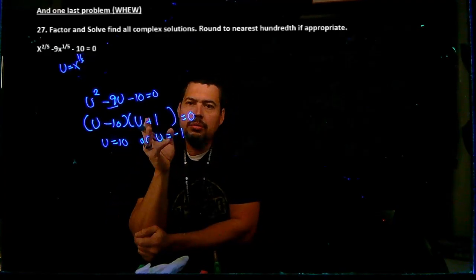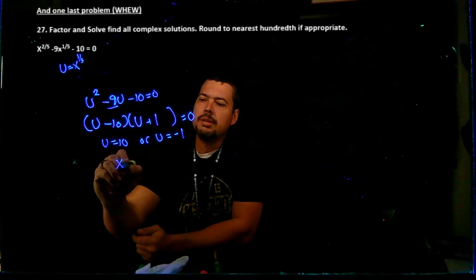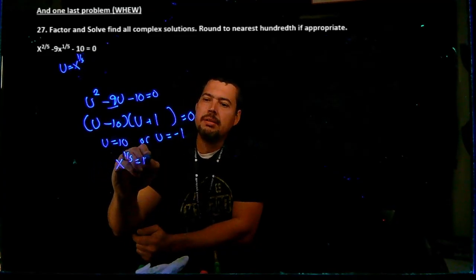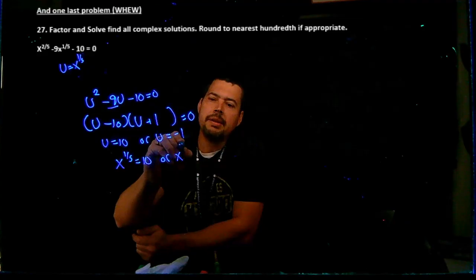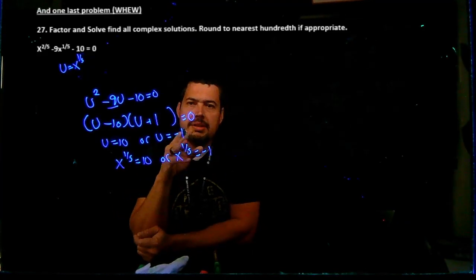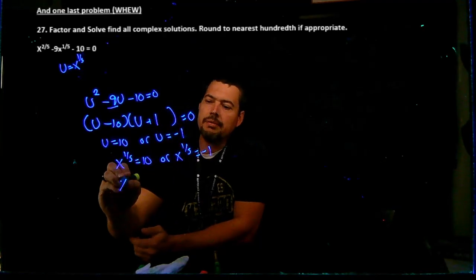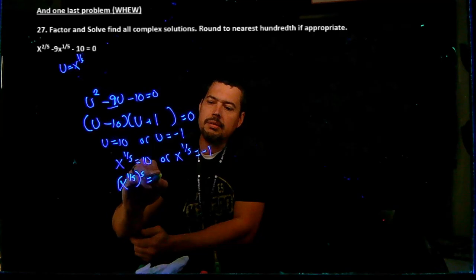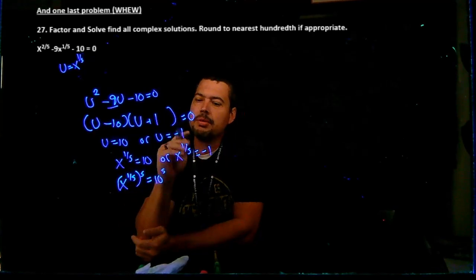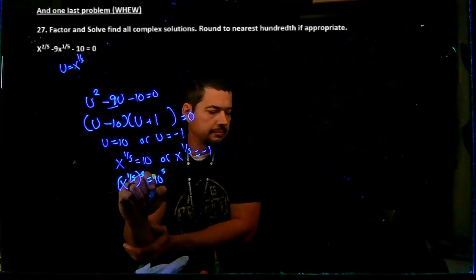Now, U was something else. U was x to the 1/5. So x to the 1/5 is a 10, or x to the 1/5 is a negative 1. Now, both of these have the same exact process to figure out. The opposite of the 1/5 power is the 5th power. So what we do is we multiply the exponent on both sides by a 5, because cancellation.